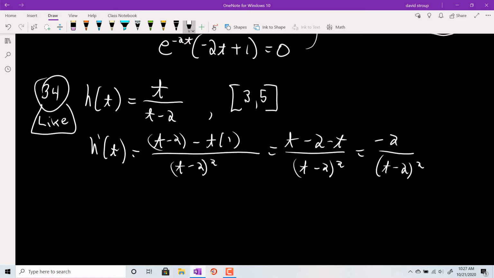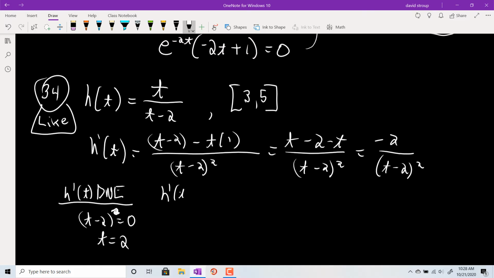Okay, but let's just pretend we didn't know that already, and look for critical points. So h prime of t does not exist where? Well, that'll be where the denominator is equal to 0, and clearly that happens when t is 2. You plug 2 in there, you're going to get 0. So that's one critical number.